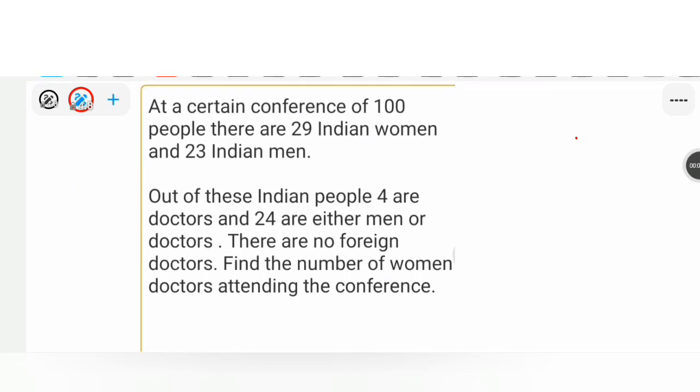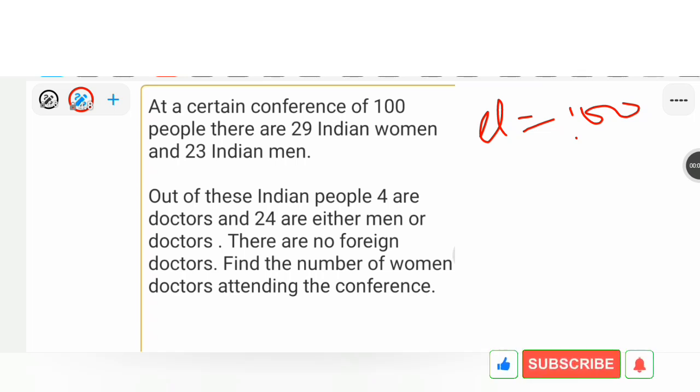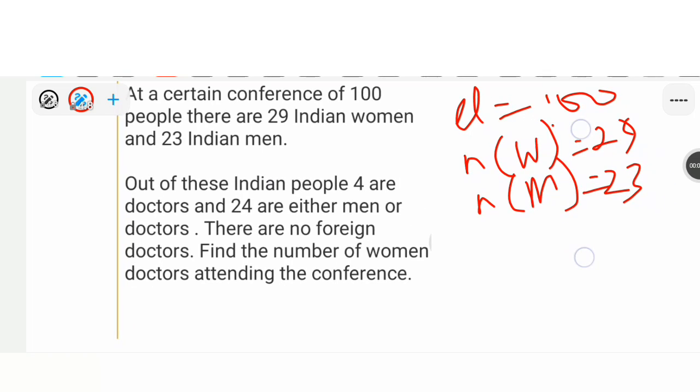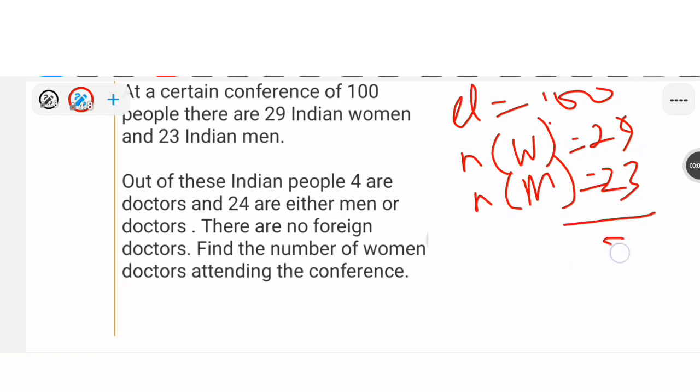So for this next question, we are told that at a certain conference of 100 people, there are 29 Indian women and 23 Indian men. So all the people that are involved, the universal set, is 100. Then the number of women is 29. These are the Indian women. Then the Indian men, they are 23. The total here will give you 52. That means there are 52 Indian people there.